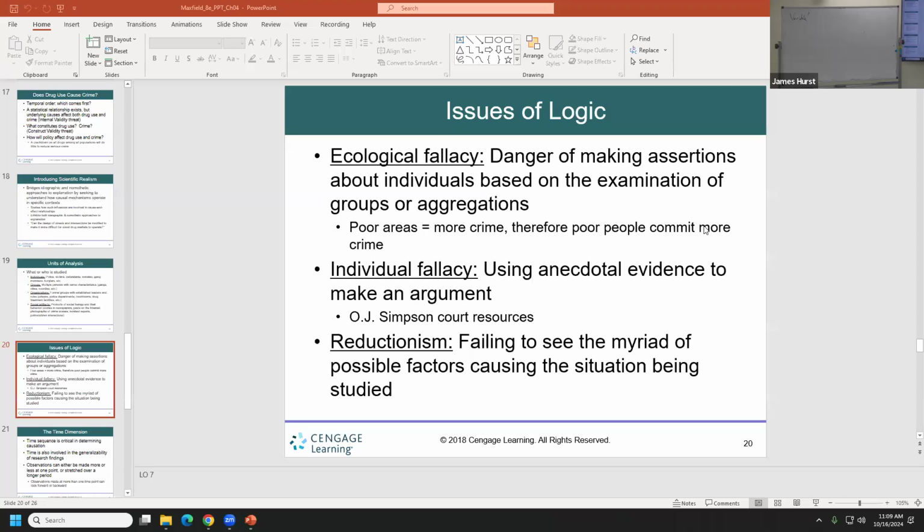Issues of logic. Here's where we start getting the logic stuff. The ecological fallacy is the one I spend the most time on, because that's what most people do. Poor areas have more crime, so poor people commit more crime. Like, no. The poor areas have more crime, but we know nothing about who's committing crime there. And in terms of victimization, you couldn't even say that poor people are more victimized, because you'd have to look at population rates across the different social classes.